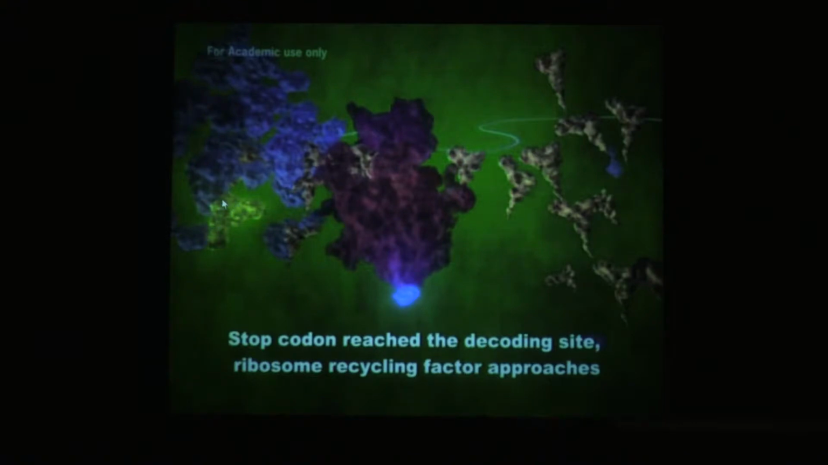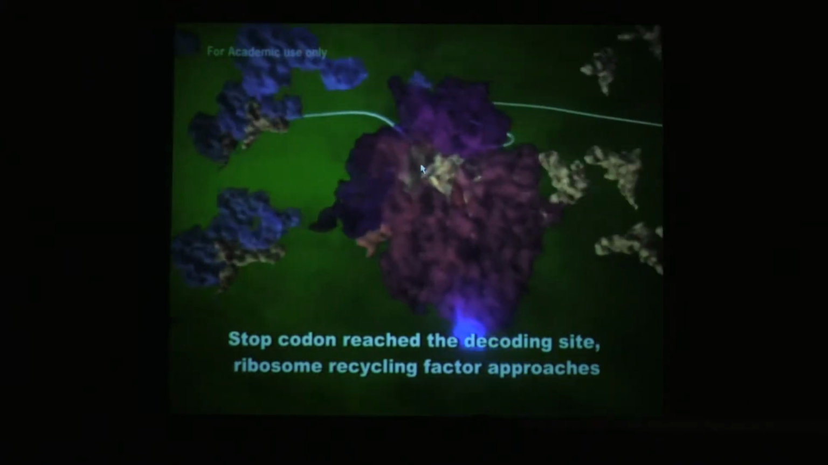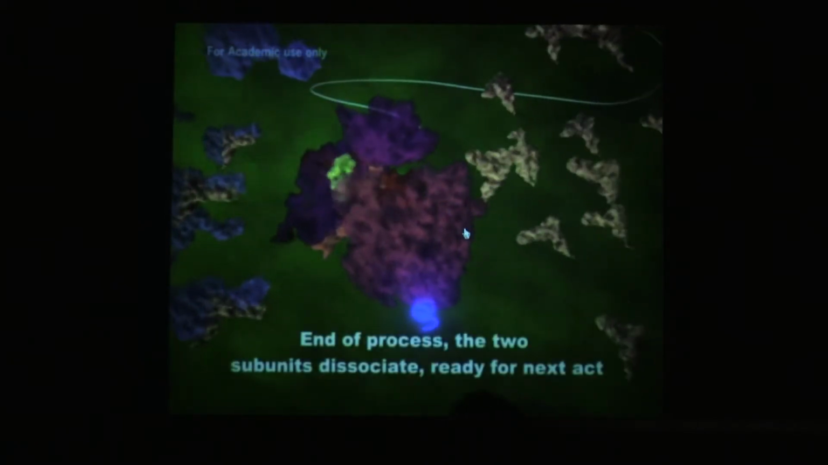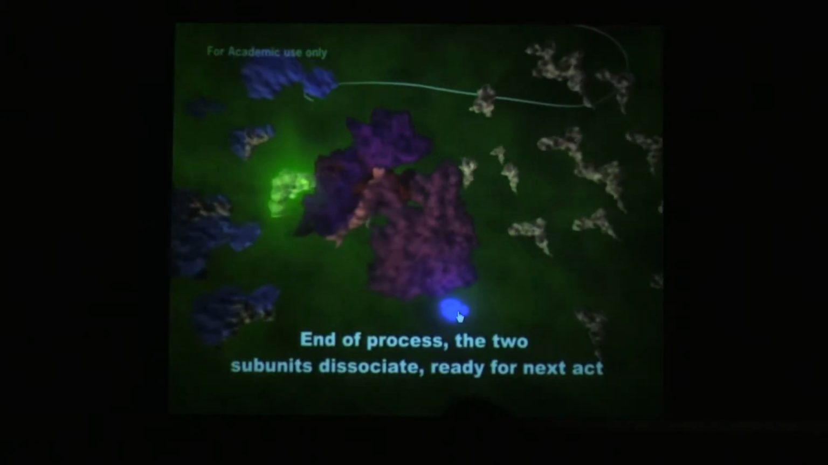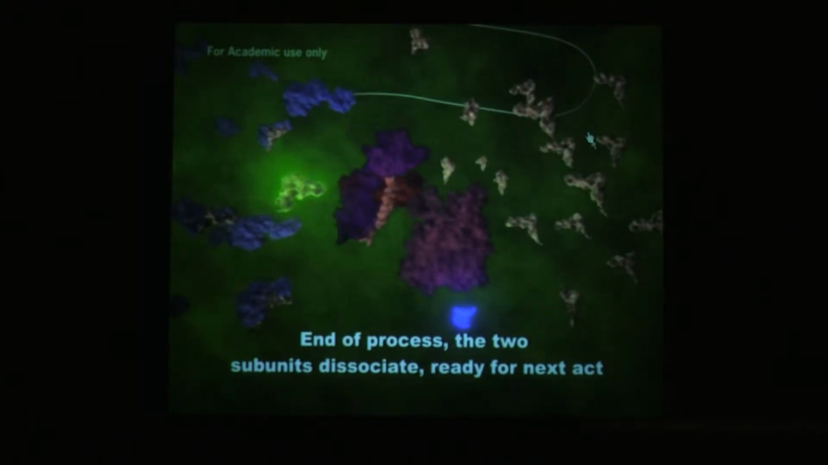And then this yellow thing, which are other factors like recycling and release factors, they come in, replace the tRNA. The two subunits can dissociate. The protein can come out and go to where it needs, you see? And the tRNAs can look for the next job. This is the whole story. This is what we did for 20 years until we found this out.